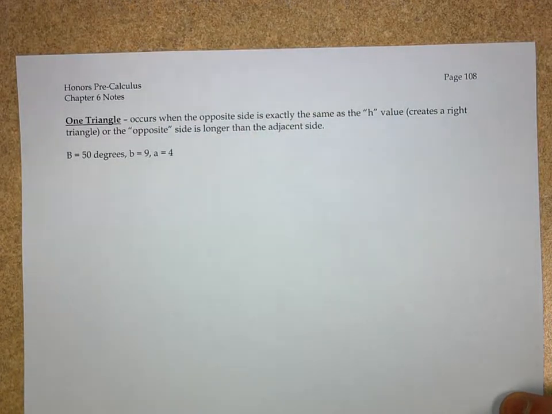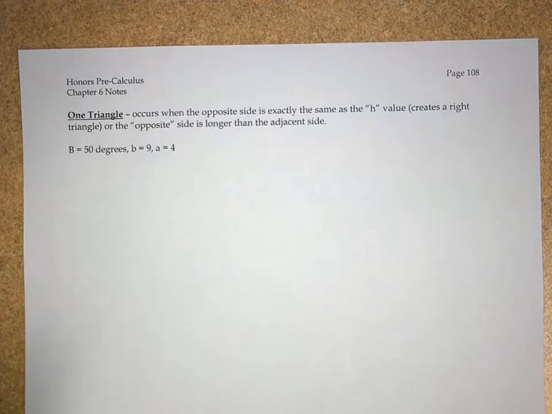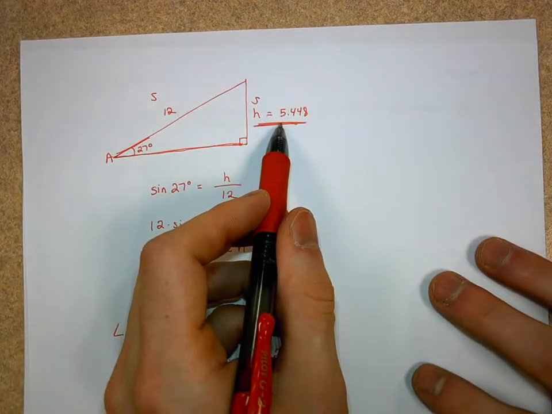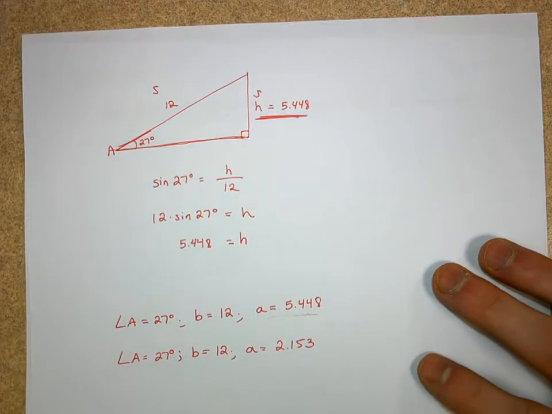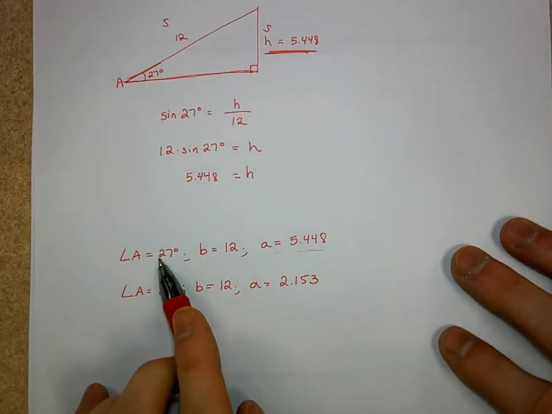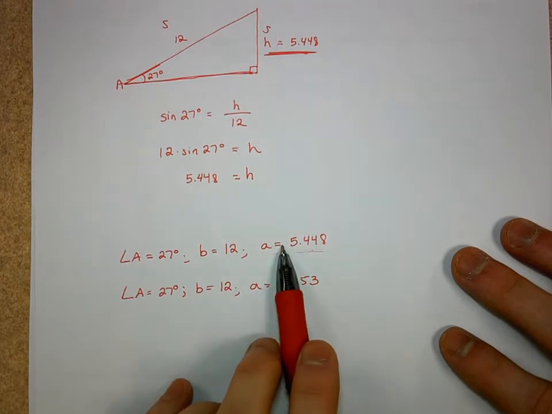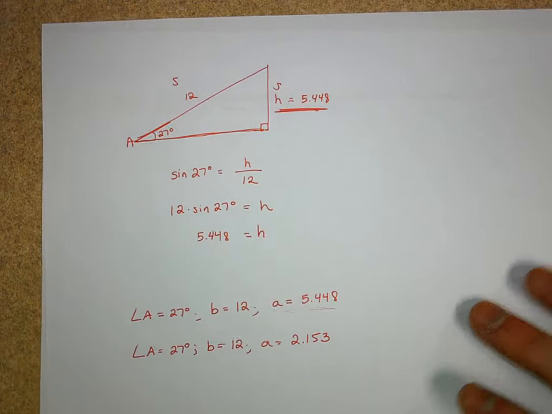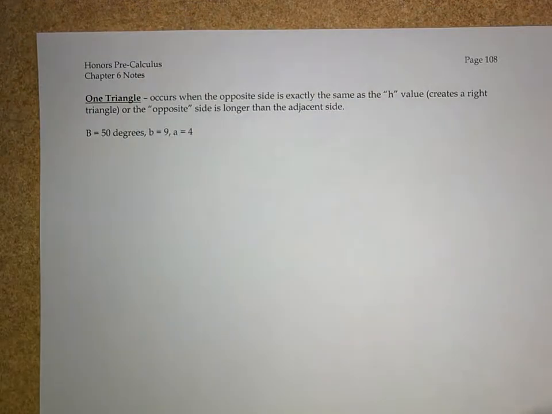That was the example I gave you originally back over here when I created this triangle where I got the height as being 5.448. If I were to have given you angle A is 27 degrees, side B is 12, side A is 5.448, you'd see it's exactly the same height, which would then give me a right triangle.